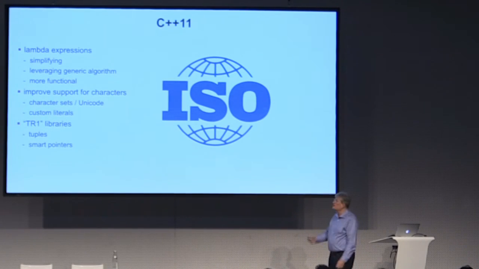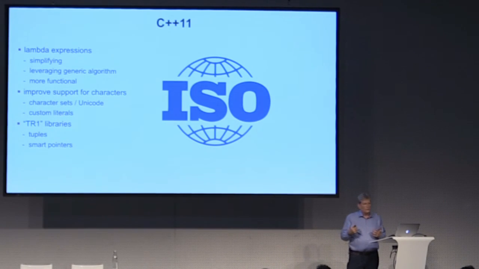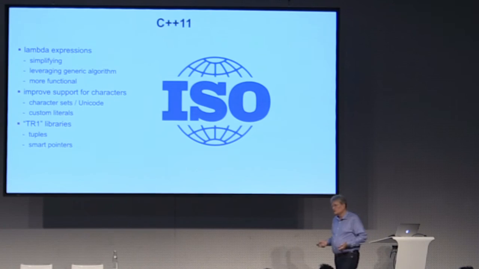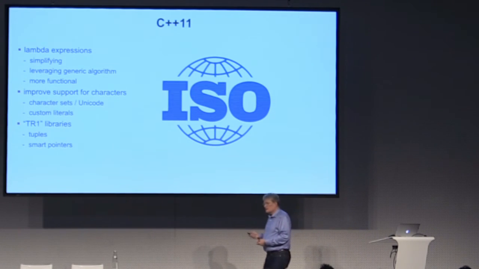But of course, that's not all they did. The other thing they did was they tried to make the language more modern. What do we expect of modern languages? Well, we expect lambdas, right? We expect support for Unicode characters. We expect tuples. We expect smart pointers. These are the things that we need in modern languages.